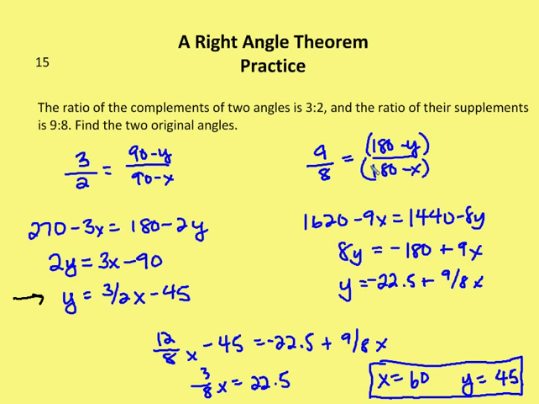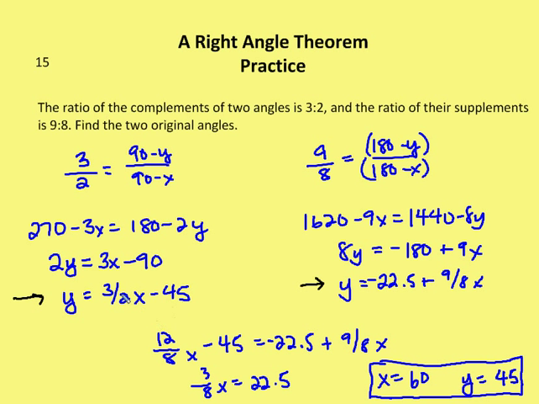I do the same thing for the second equation they give to me. I multiply out 9 times 180 minus x and 8 times 180 minus y. And I get 1,620 minus 9x is equal to 1,440 minus 8y. Again, I solve for y. I have 8y is equal to minus 180 plus 9x, or y in the second equation is equal to negative 22.5 plus 9/8 x. Okay, now I want to set the two values of y equal to each other and solve for x.